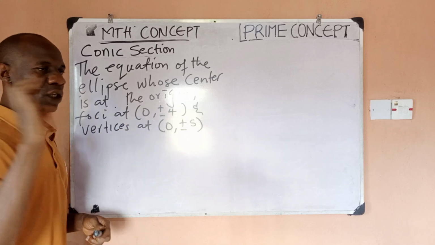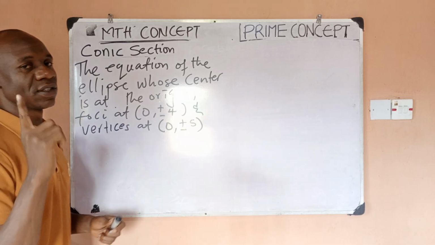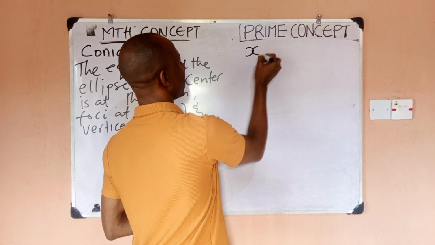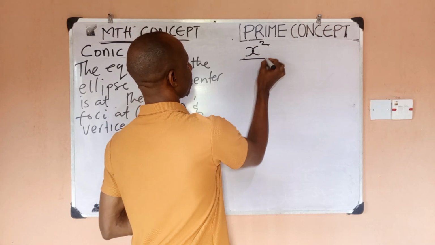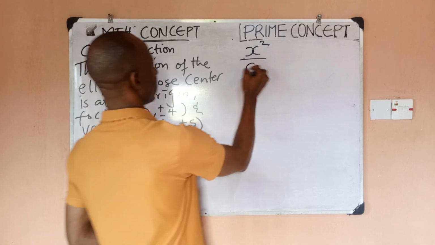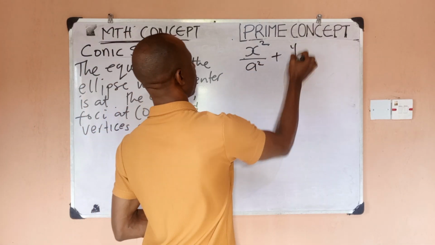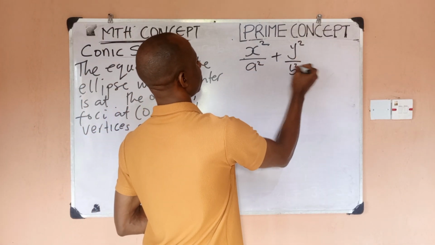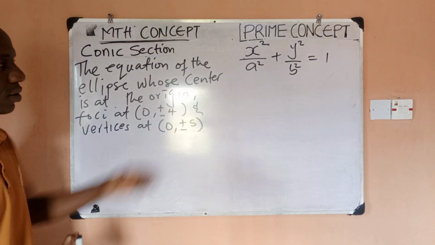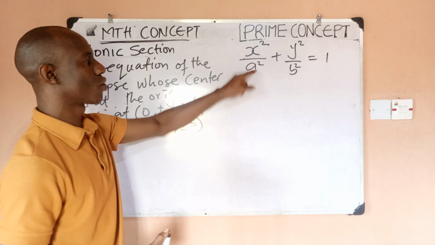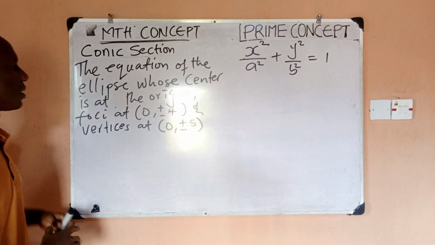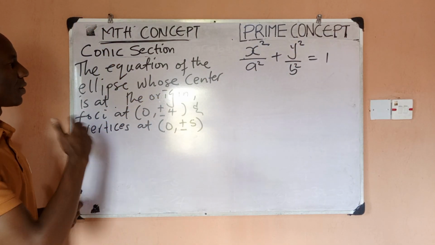So first, if the center of the ellipse is the origin, it means that the general equation is going to be x squared over a squared plus y squared over b squared equals 1. So we're still going to determine the major axis so that we can know if we have a squared below x or a squared below y. So we want to determine the major axis of this ellipse.